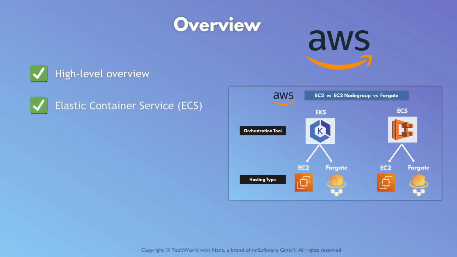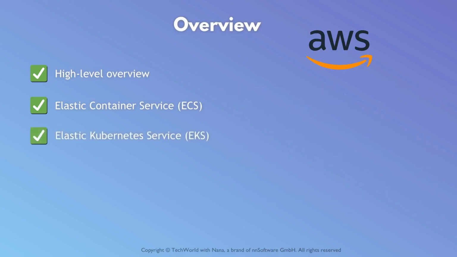We will see what ECS, Elastic Container Service, is and what it's used for. Then we'll compare it and talk about EKS, which is Elastic Kubernetes Service. We will also see different ways of running containers with EC2 or AWS Fargate. And finally, we will see the ECR service, which stands for Elastic Container Registry.